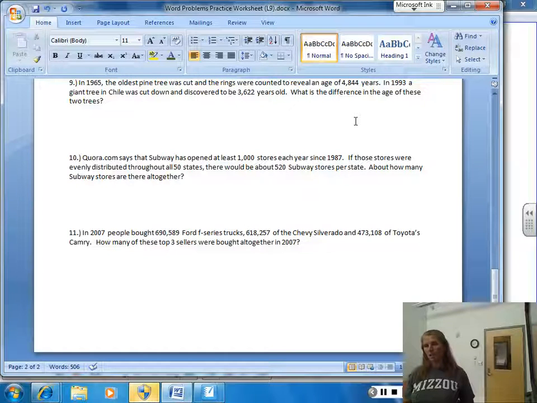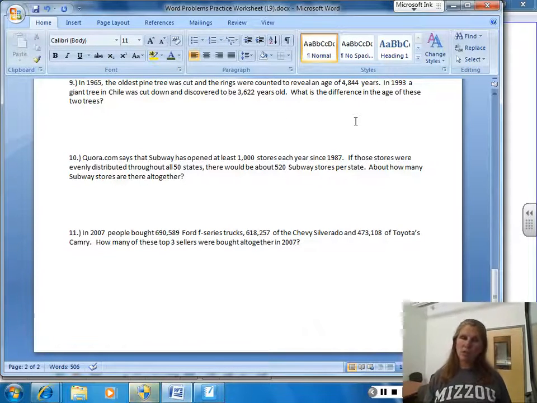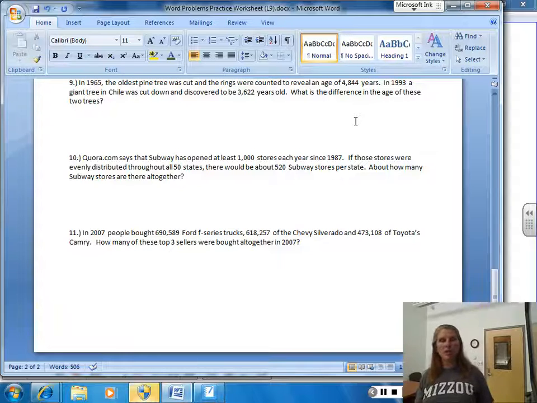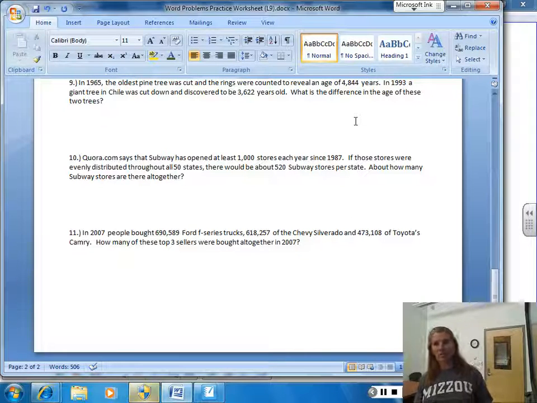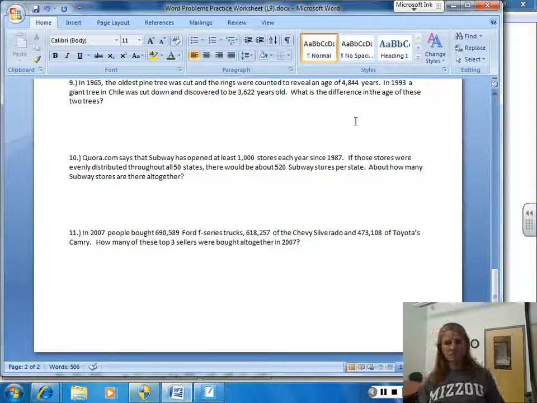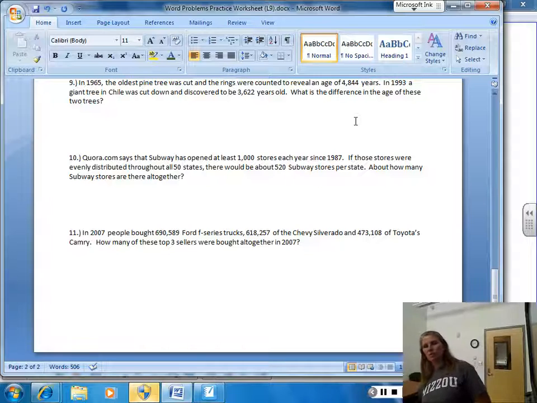Well, I did put in some information in there that you can kind of throw out. If they were evenly distributed among all 50 states, which they're not, some states have more than others. The actual fact on the website said that right now there's about one store for every 13,000 people in the U.S. So of course up in Alaska you're not going to have as many stores as you would have in New York State or in Southern California, but there's a lot of Subways out there. So 1,000 stores since 1987 isn't really what we're interested in. That's 25 years ago from now, from 2012.